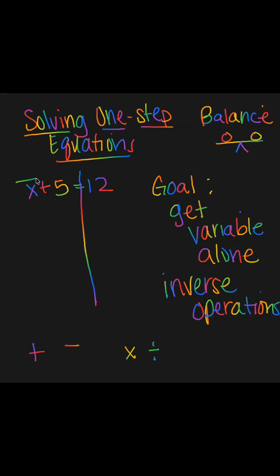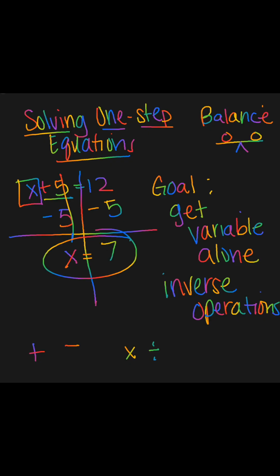So if my goal is to get this variable alone, I have this plus 5. The inverse operation of plus 5 is subtracting, so I'm going to subtract 5. Again, we've got to keep it balanced, so I do it to both sides. Then 5 minus 5 gives me 0, just leaving me an x on that side. And then 12 minus 5 is 7, and that is our answer.